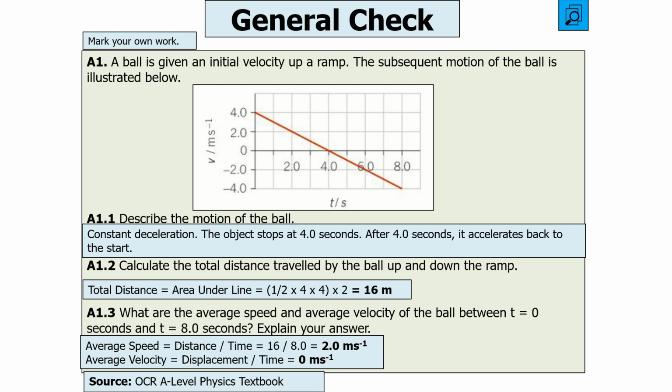But the average velocity is the displacement over the time. Now the displacement is a vector, so you'd have to subtract the two values from above the line and below the line, because now the negative makes a difference because it's got a direction. So it will be 0, not 16. So 0 over 8 gives you 0 meters per second.